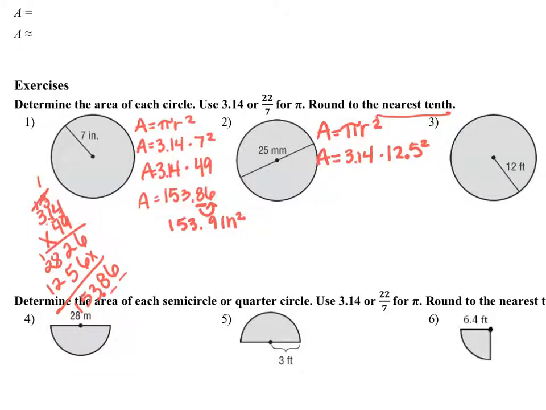Okay, here's where it starts to get a little uglier. Does that make sense? Because 12.5 is a lot of digits. So we've got to be careful when we're multiplying. So with 12.5, you've got to do 12.5 times 12.5 first, then multiply it by 3.14. So 12.5 times 12.5.